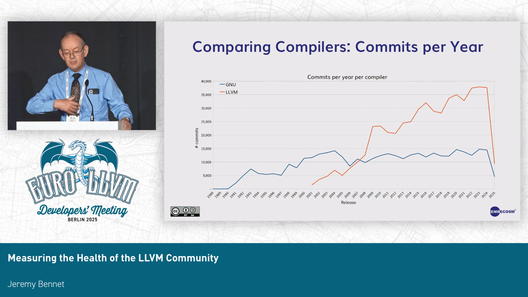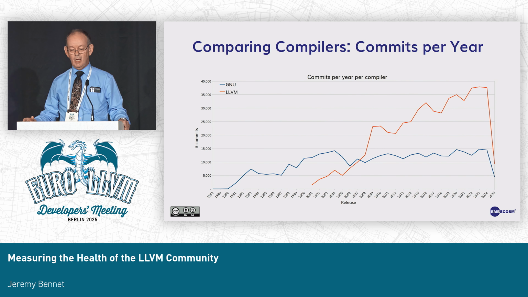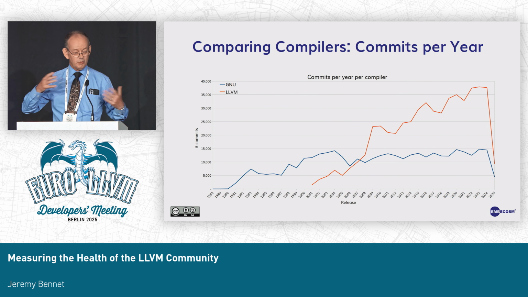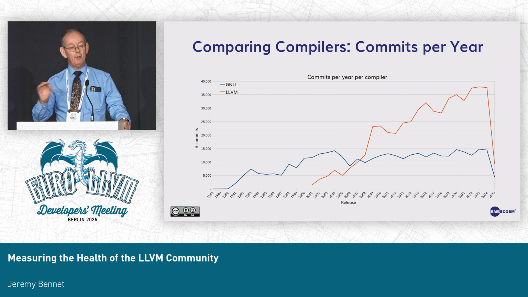But you can see by 2007, LLVM's activity in terms of commits overtakes, and it is now something like 3 times more than GCC. So we're a bigger community. And I work in both communities. This is not a judgment between them. I do GCC as well. I do it per year, not per release, because we have different release cycles for the two compilers.